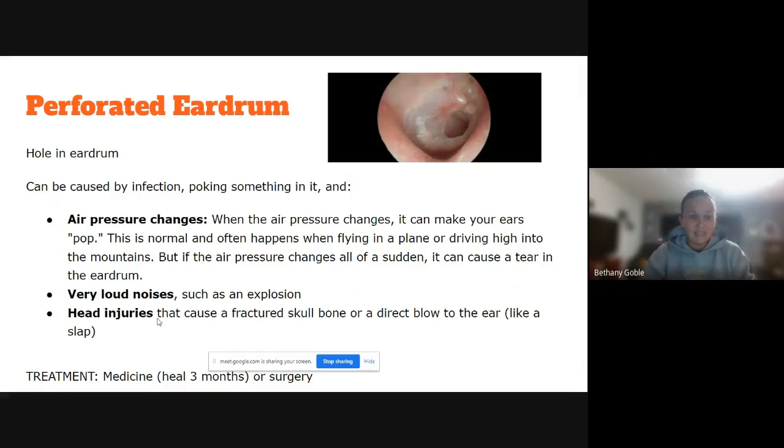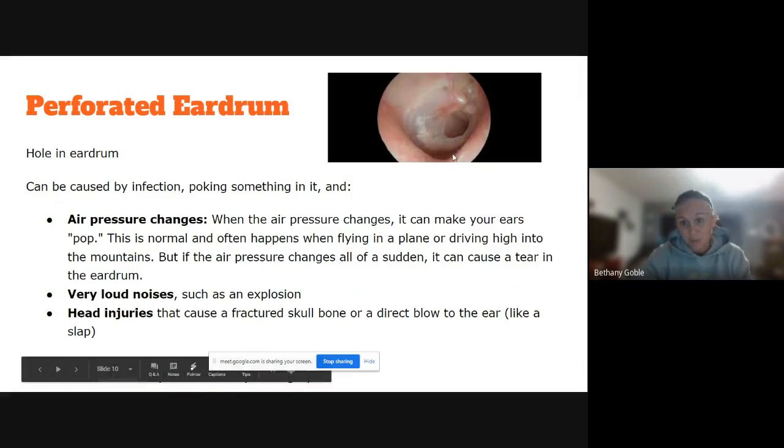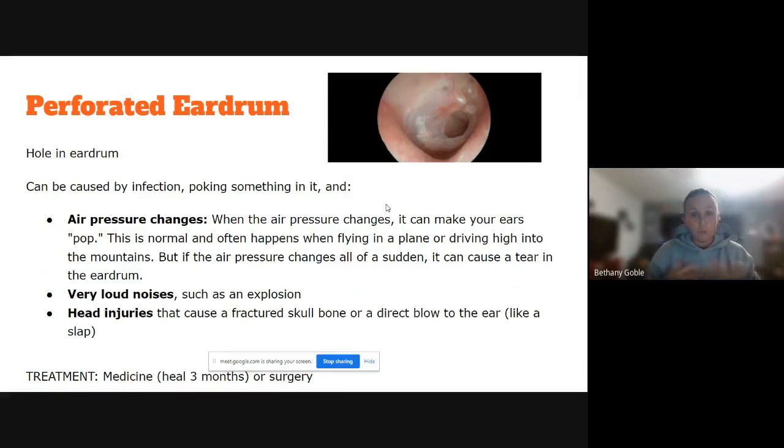Like it says on the bottom, how do they treat it? Well, they try to give you medicine and let it heal. Usually your body can heal itself. And usually after 3 months, if it's still not working, then surgery is the way to get it fixed. So that's a perforated eardrum. So take care of your ears. You don't want to be blasting your beats, right? You want to make sure if you're working in a job where it's a lot of loud noises, put in your earplugs, put on not only your safety goggles, but put on your headphones, whatever you guys need to protect your ears.